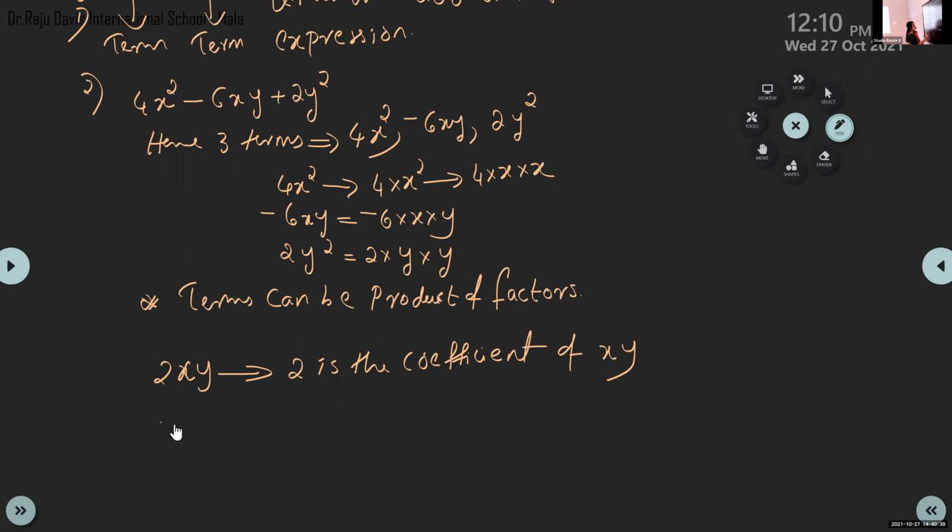In negative 4x square, negative 4 is the coefficient of x square. In 7 z cube, 7 is the coefficient of z cube. In a term, the constant along with the variable is called the coefficient.